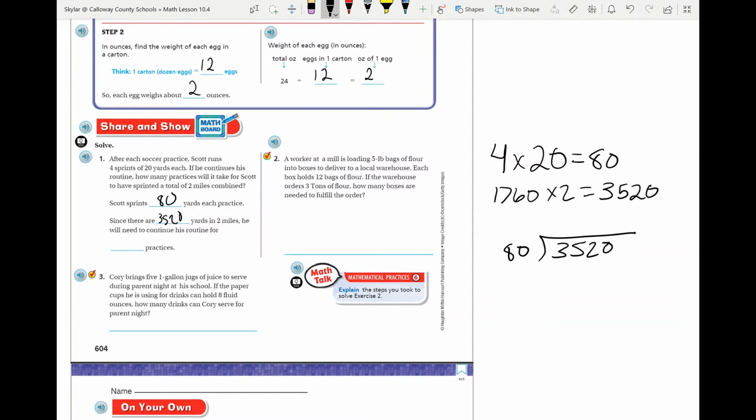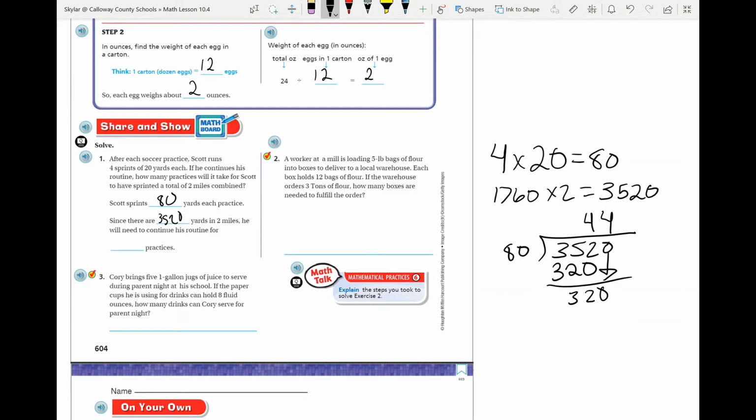It won't. 35? It also won't. But what about 352? 4 times. We know 8 times 4 is 32, so 80 times 4 is going to be 320. Whoop. We subtract 3, 2, 0, and we bring down our 0. Lo and behold, we get another 320, so it is another 4.